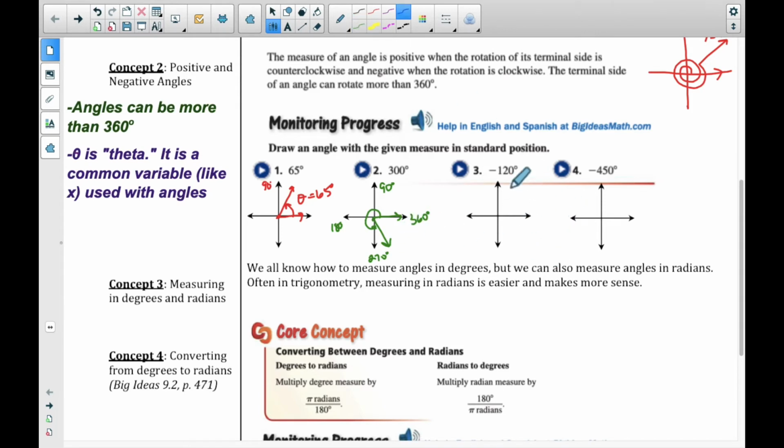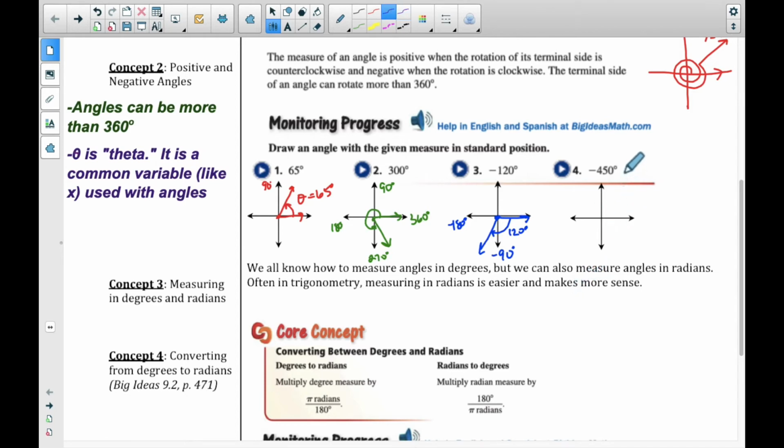In fact, let's do a negative angle for this one. It says negative 120. Okay, we have to count backwards. Can you see that down here will be negative 90 degrees? And so this will be negative 180 over here. And so if we're going to negative 120, that's like 90 plus 30. And so I'm going to start on my initial side, I'm going to go in the negative direction, and I'm going to go negative 120 degrees.